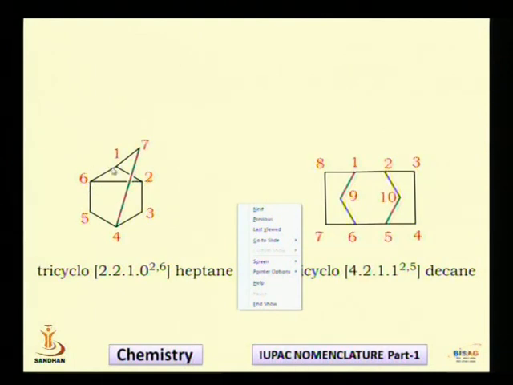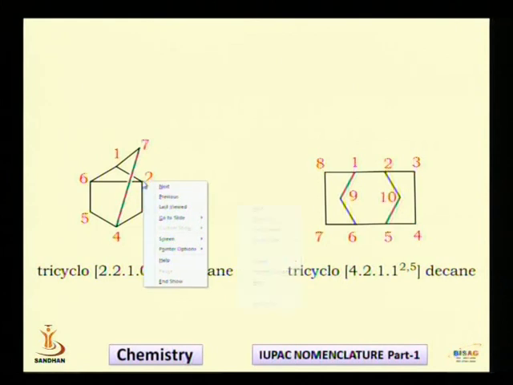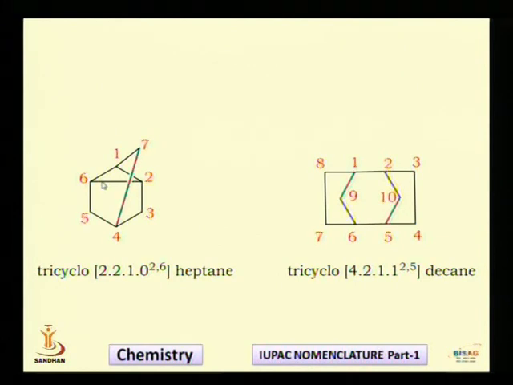So this bridge which is connecting number 1 and 4 via 7, that is called a principal bridge, and this bridge which is connecting 2 and 6, that is called a secondary bridge, or what you can call it, a subsidiary bridge. So there are two bridges. This is a principal bridge, this is a subsidiary bridge. Now I will show you how to write the number.